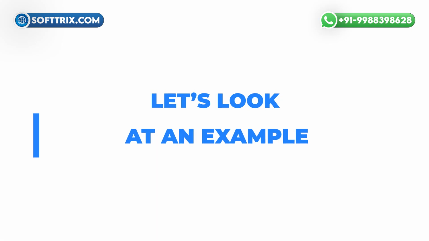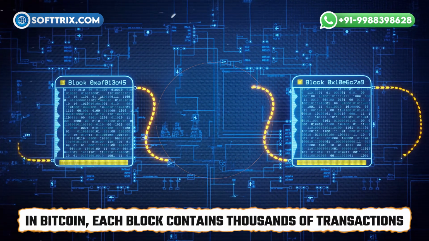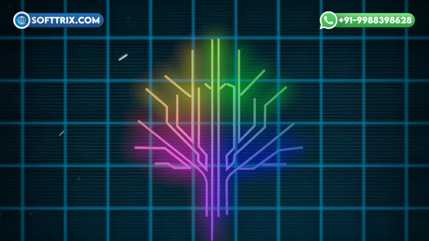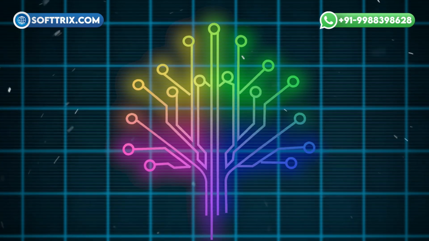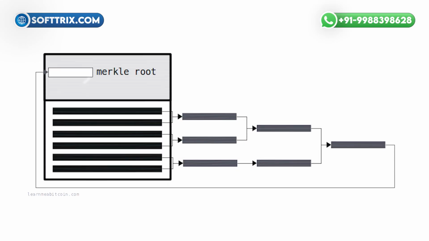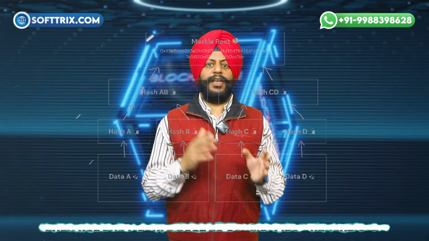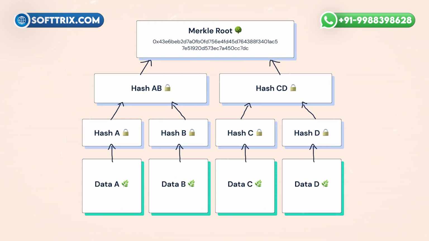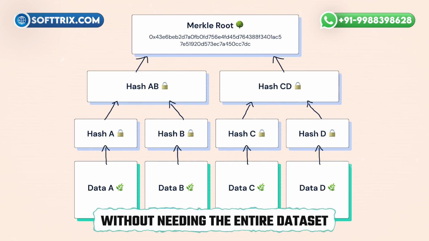Let's look at an example. In Bitcoin, each block contains thousands of transactions. All these transactions are organized in a Merkle tree, and the block header stores the Merkle root. When nodes validate a transaction, they use the Merkle root to confirm its authenticity without needing the entire data set.